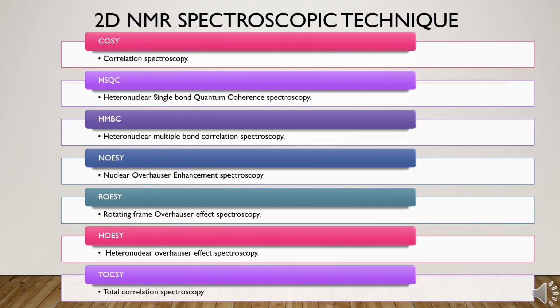Today, one of the important topics of discussion is 2D NMR spectroscopy techniques. In that, we will see different types of techniques which are used in 2D NMR spectroscopy. That is COSY, Correlation Spectroscopy; HSQC, Heteronuclear Single Quantum Coherence Spectroscopy; HMBC, Heteronuclear Multiple Bond Correlation Spectroscopy; NOESY, Nuclear Overhauser Enhancement Spectroscopy; ROESY, Rotating Frame Overhauser Effect Spectroscopy; HOESY, Heteronuclear Overhauser Effect Spectroscopy; TOCSY, Total Correlation Spectroscopy.